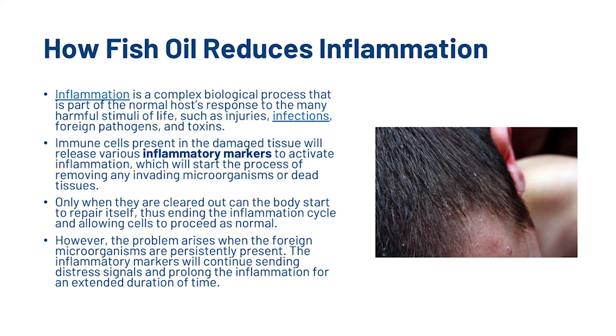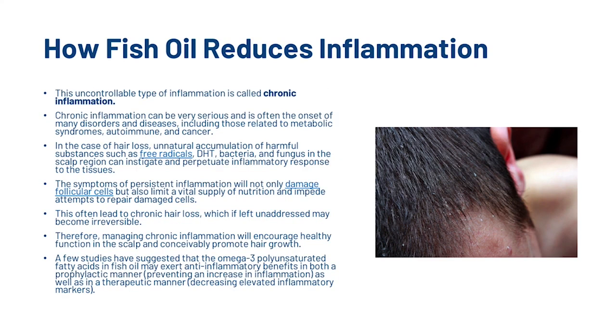However, the problem arises when the foreign microorganisms are persistently present and the inflammatory markers continue sending distress signals and prolong the inflammation for an extended duration of time. Now, this uncontrollable type of inflammation is called chronic inflammation. Chronic inflammation can be very serious and is often the onset of many disorders and diseases, including those related to metabolic syndromes, autoimmune conditions, and cancer.